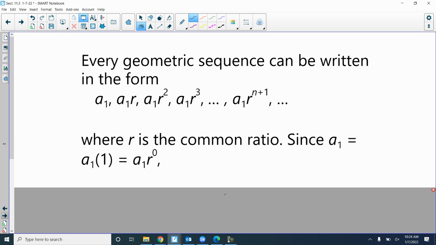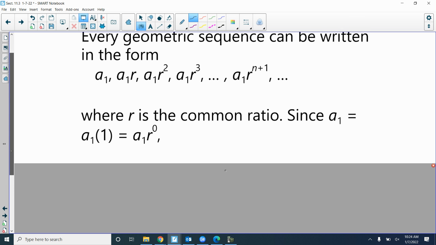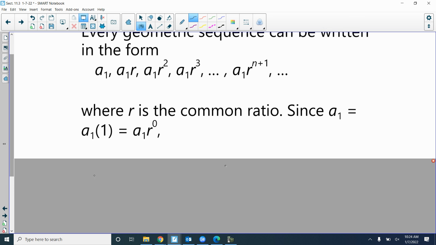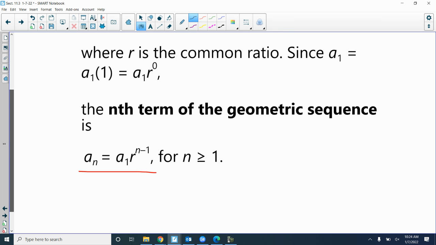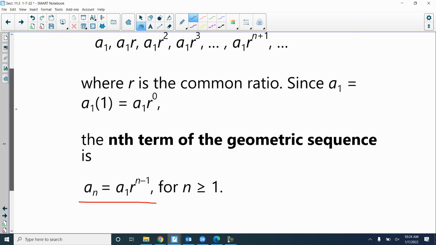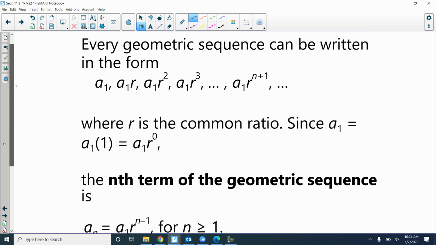Okay, so this is what we're talking about. This is what we just built up. So every geometric sequence can be written in this form. There's your first term, then it's times r, then times r squared, then r cubed, and then in this case here, r to the n minus 1, where r is the common ratio. This is the formula for the nth term. So where it says, whoops, a sub n plus 1, hold on here, I gotta make sure we're good.